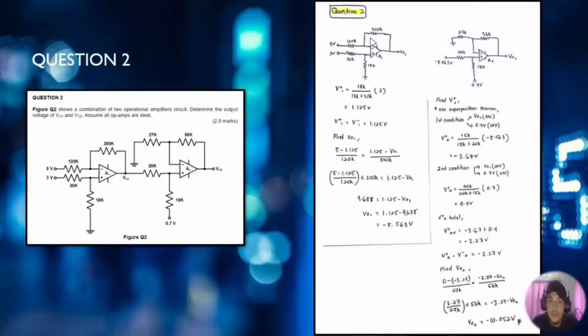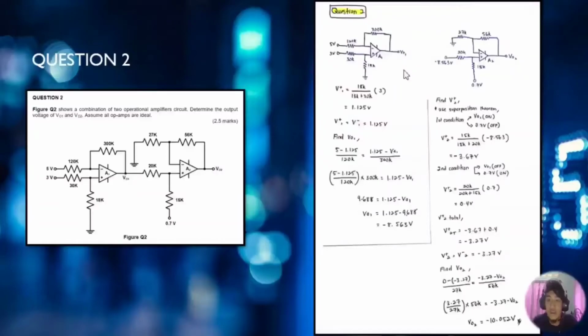Okay, first, I will separate the circuit. In this circuit, we will find the value of V output 1 first. As usual, we will find the V positive. We use the formula of voltage divider rules. We take the 18k over 18k plus 30k resistor here and times 3 volt, and then we will get the value of V positive. And as we know, V positive will equal V negative here, and the value is 1.125 volt.